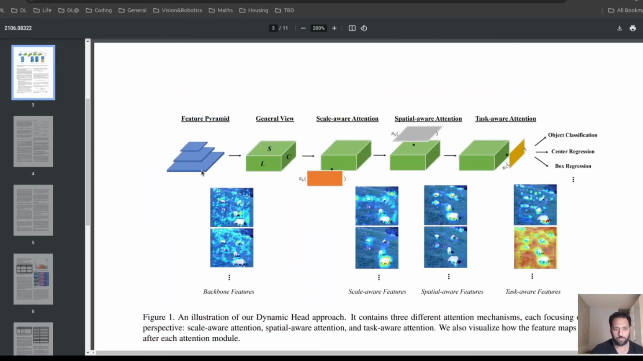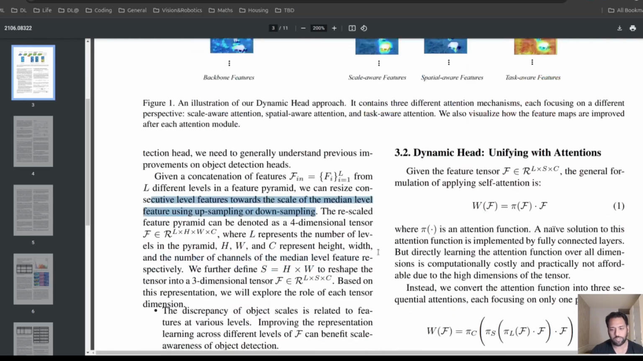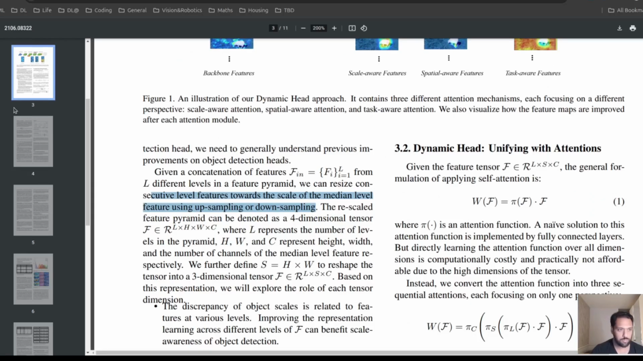So essentially, we go through each of these feature levels, and if the neighboring feature level exists, we either upsample or downsample it to the median level. For example, if we are currently at the middle level, we will downsample the previous feature channel to this dimension, and we will upsample the next feature level to this feature level's dimensions. In this way we can concatenate them, so the spatial sizes of these consecutive feature levels become the same, and then we can apply the attentions which are needed for the next step.